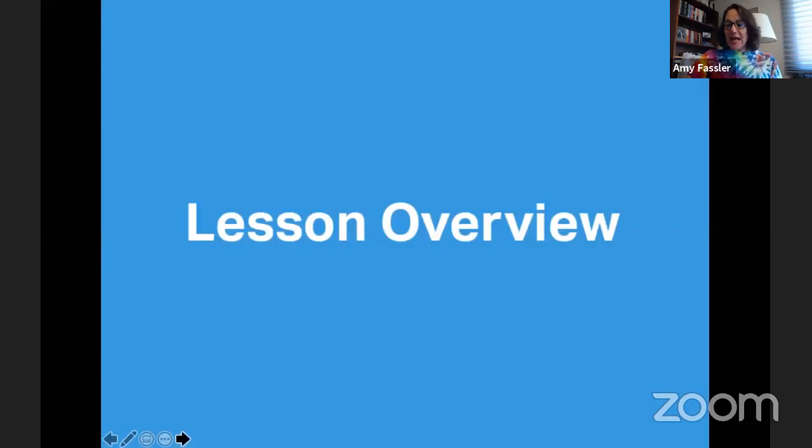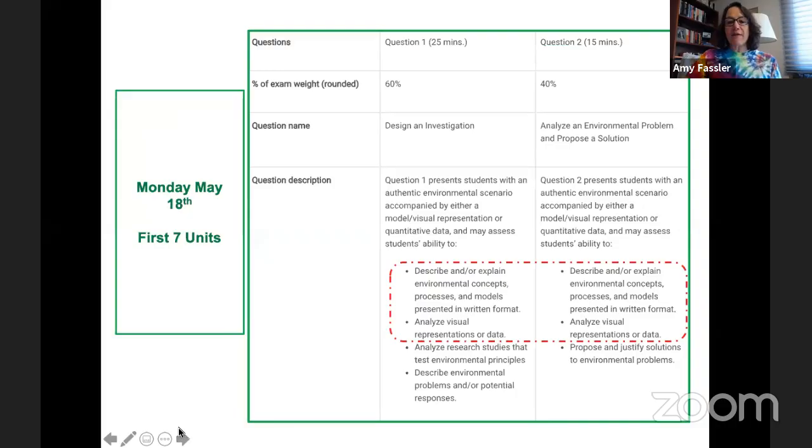So where are we going today? Well, we finished Unit 4, and today we're moving into Unit 5, and guess what? We're going to focus on describing or explaining an environmental concept, process, or model.